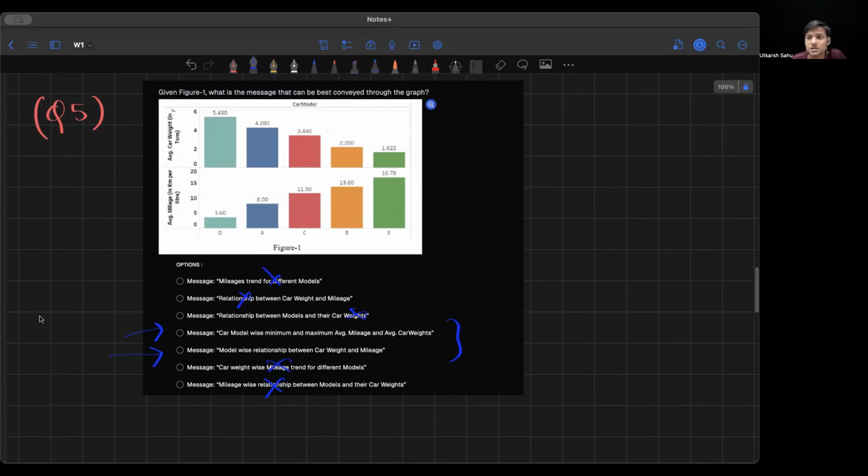Now read these statements and see what is given and what could be the correct option. Model wise relationship between car weight and mileage. Here we have model wise minimum and maximum average weight and average mileage. So you can see from here that model wise, D has minimum mileage, but the weight is high. And vice versa is happening with model E. Model E has minimum weight, but the maximum mileage. So therefore, this option suits best.